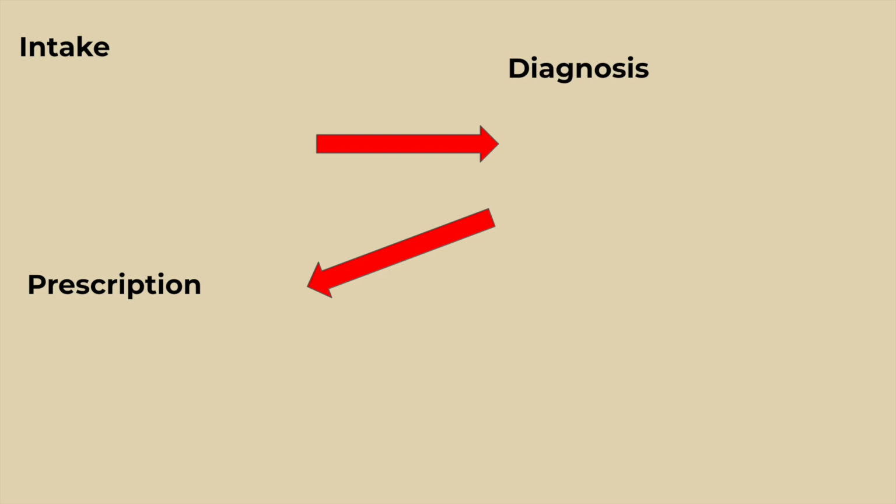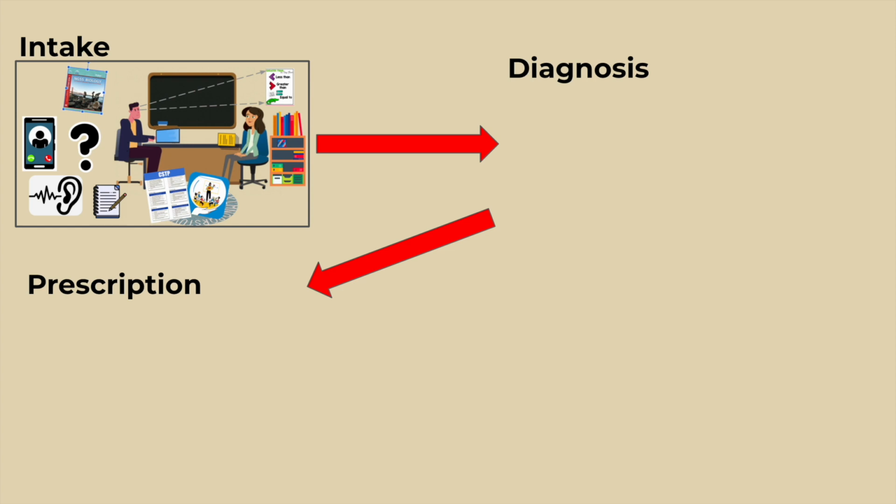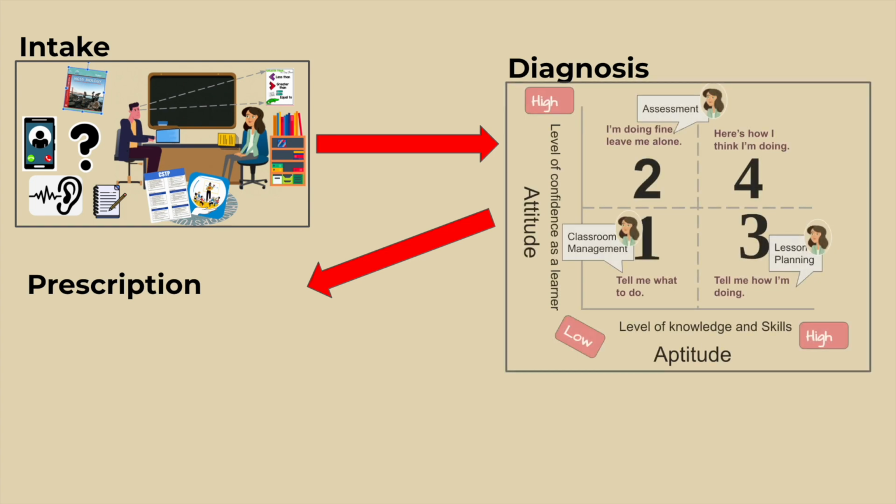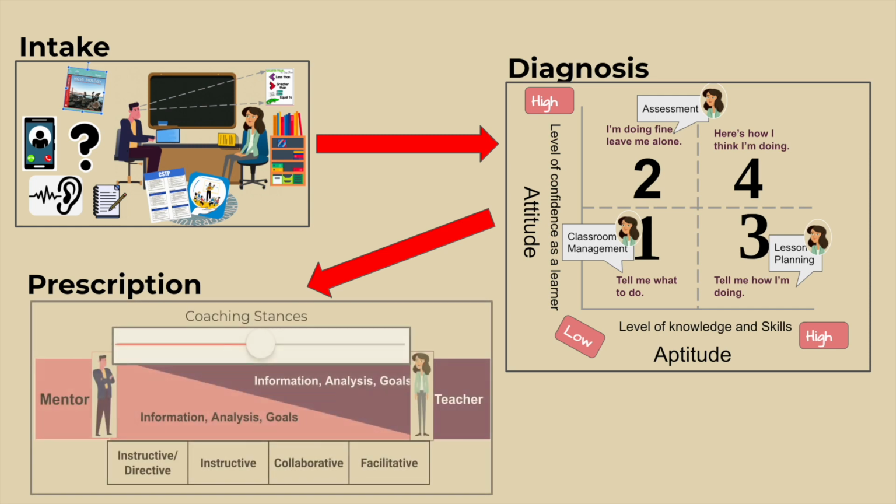A quick recap of this video. During the intake, you're gathering much information about the teacher. It doesn't happen in one session, but instead multiple sessions, or perhaps throughout your coaching relationship. Based on information gathered, you can diagnose your teacher by using the aptitude and attitude chart. And the prescription is you moving back and forth between the 4 coaching stances to match the quadrants your teacher falls into.